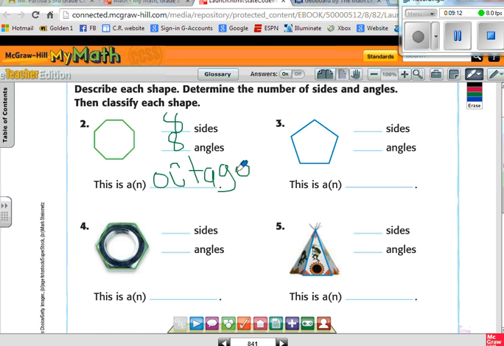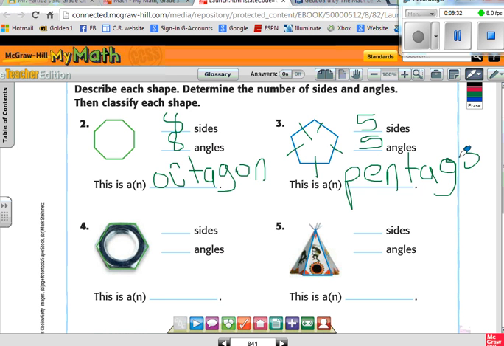Octagon. Number 3 has five sides and five angles. One, two, three, four, five. Okay, so if it has five, it's called a pentagon. Okay. This one has how many sides? Six. How many angles? Six, and it's called a hexagon.